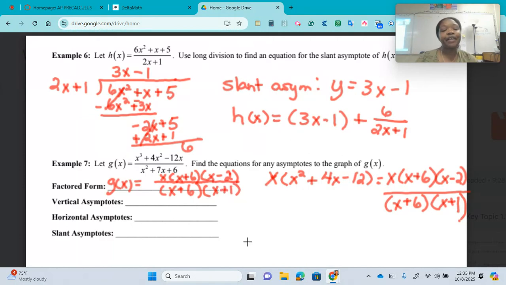Excellent. We have a vertical asymptote. x equals -1. We got that from where? In the denominator. Excellent. All right. We have a horizontal asymptote.